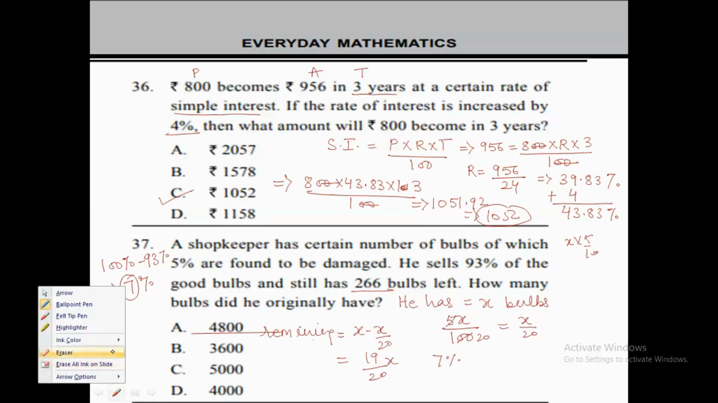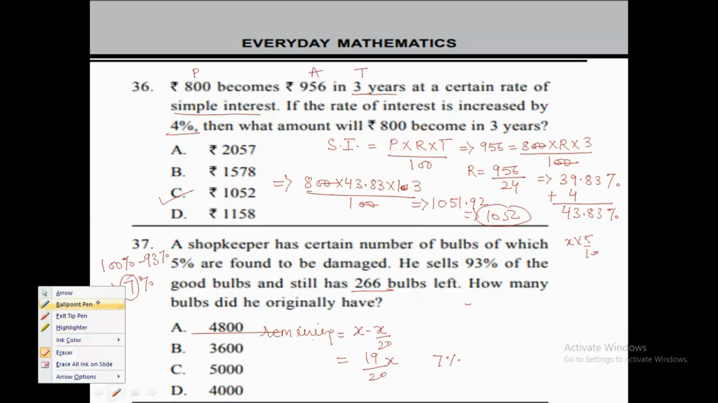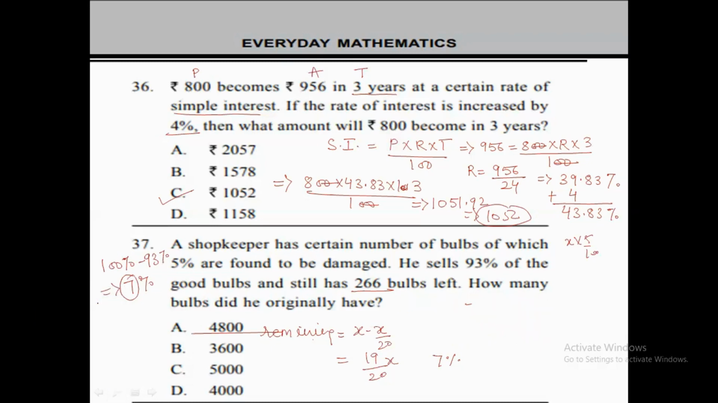I'm going to erase the previous calculation, then we will do it. Now the question is saying 7% of the bulbs remain. So how many remaining bulbs are there? 7% of that amount that we find, 19 by 20 x is equal to 266. According to the question, it is given over here.